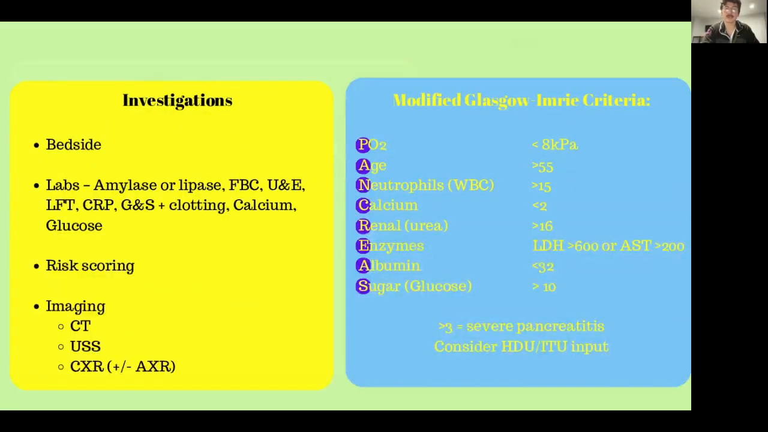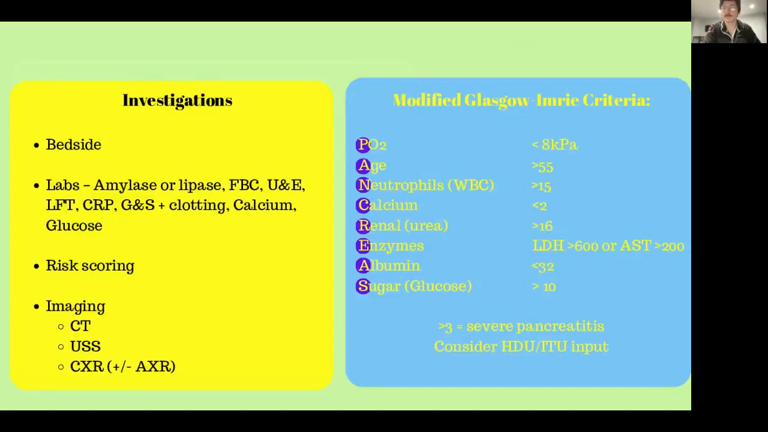Okay, so investigations, again, stratifying into bedside and bloods. Amylase will be high, or lipase in some places, but I think in the UK it's mainly amylase. So that'll be pretty high. Key thing about amylase as well is it doesn't correlate with severity. The difference between 1,000 and 4,000 doesn't mean it's necessarily a worse pancreatitis in terms of severity. So it's really useful for diagnosis, but not for severity stratification.